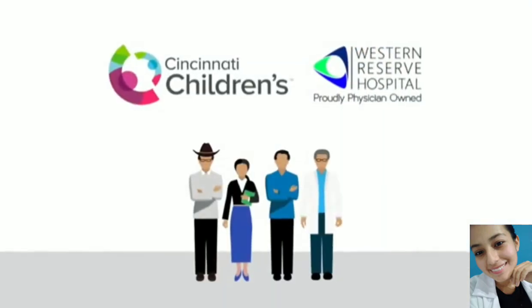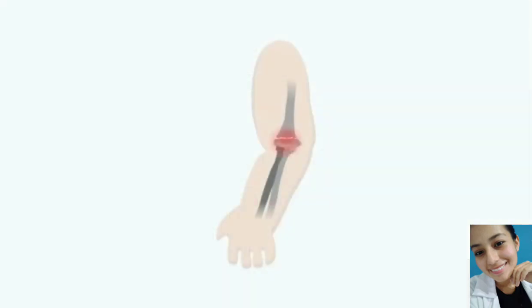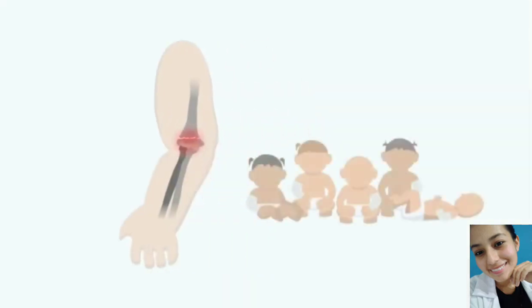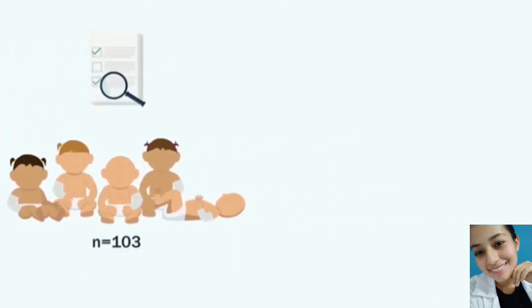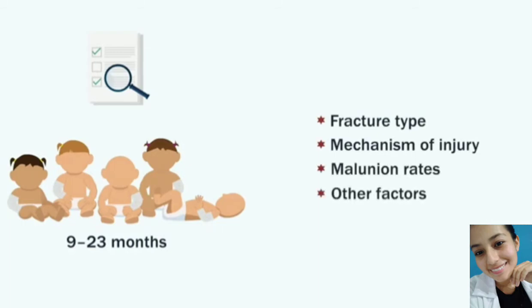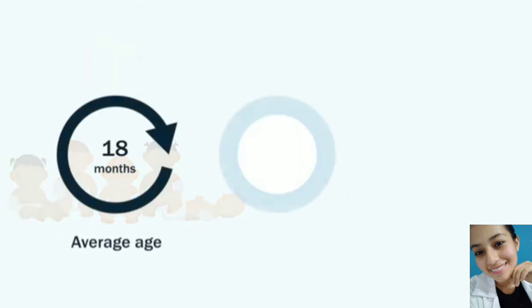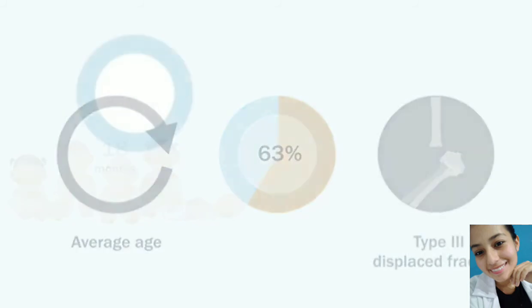A team of researchers performed a study in order to learn more about the characteristics and treatment of supracondylar humeral fractures in children. They retrospectively reviewed the records of 103 children between the ages of 9 and 23 months and reviewed the type of fracture, mechanism of injury, rate of malunion, and other factors. They found that the average age at the time of fracture was 18 months, and 63% of the children had a type 3 displaced fracture.